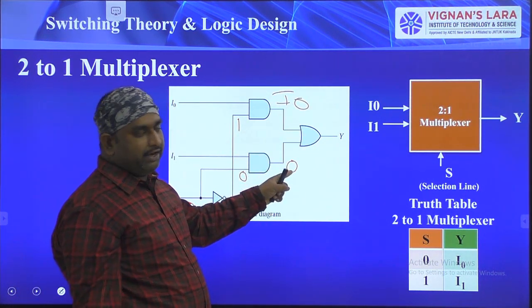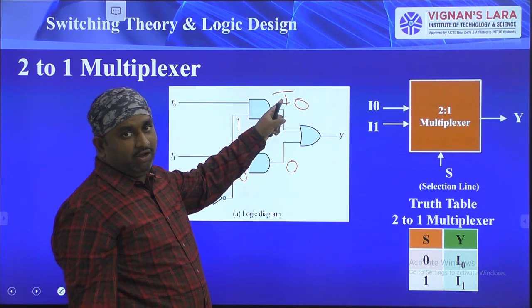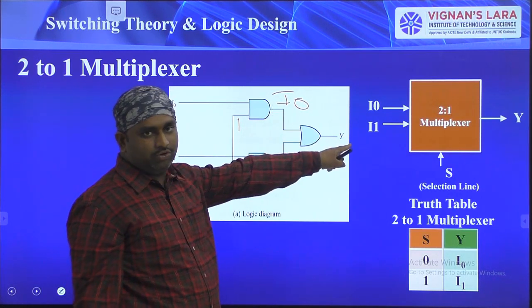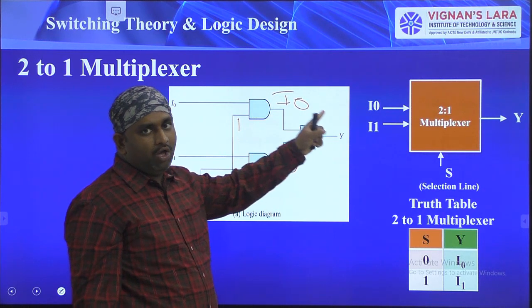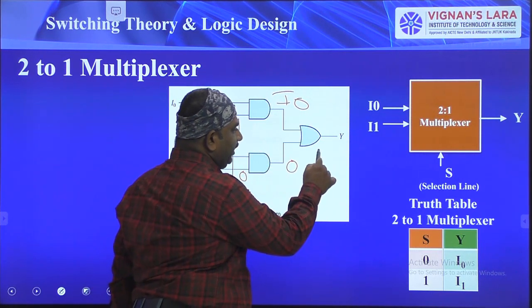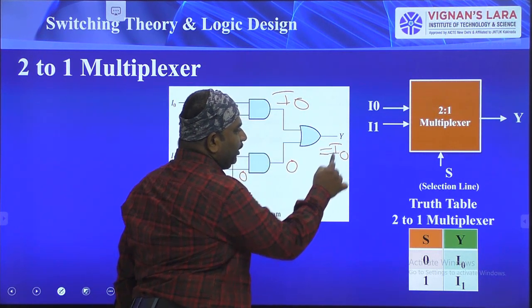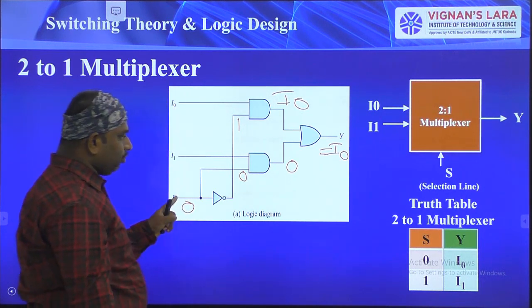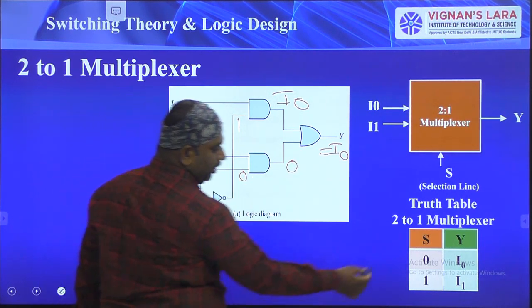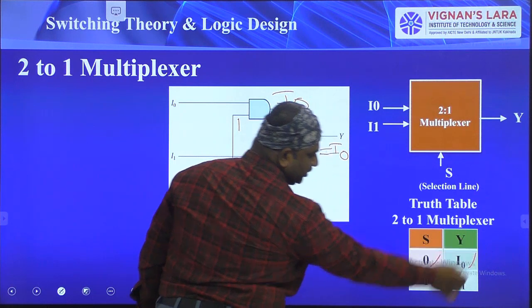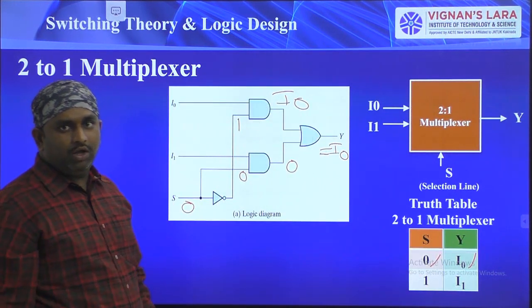Here 0 is there. Here for this OR gate, I0 is there. If I0 is also 0, then output is equal to 0. If I0 is equal to 1, output is equal to 1. So the Y output is equal to I0. Right? If S is equal to 0, output is equal to I0.